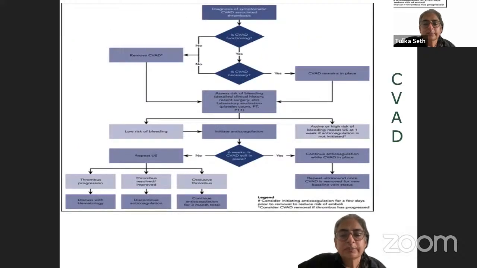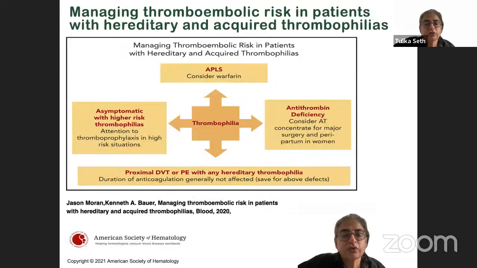So this is an algorithm of what we do for patients who have central venous catheter thrombosis, and it's not projecting very well, I apologize. But basically, when we have a patient who has a central venous line thrombosis, start anticoagulation for 1 or 2 days and remove the line. And often long-term anticoagulation is not required unless there are ongoing risk factors, in which case then you can continue it for 3 to 6 months.